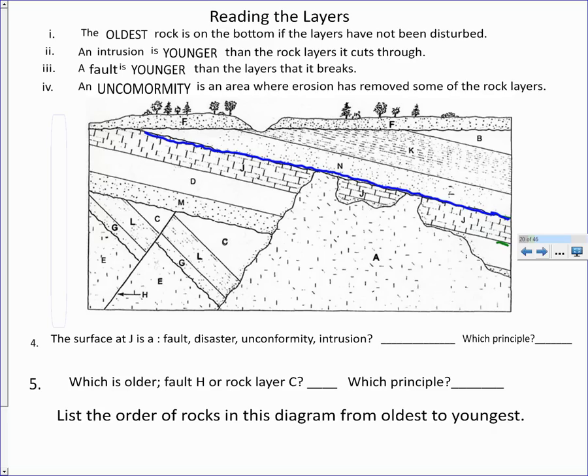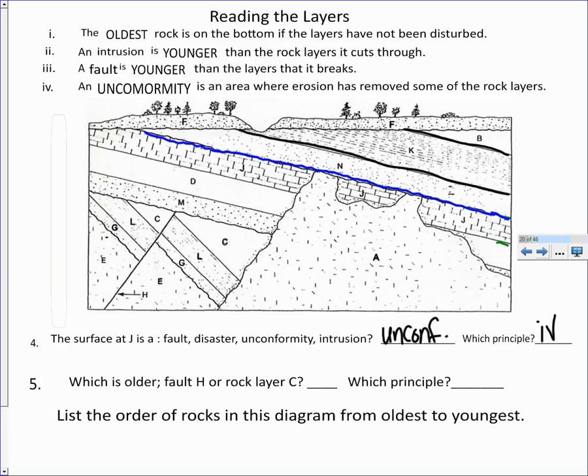So all of it's not gone, but some of it is gone because it doesn't look like a straight line like this. It's jagged, which means some pieces were removed. Pieces being removed would be considered what? An unconformity. Which principle would help us to answer this? The last one. An unconformity is an area where erosion has removed some of the rock layers.